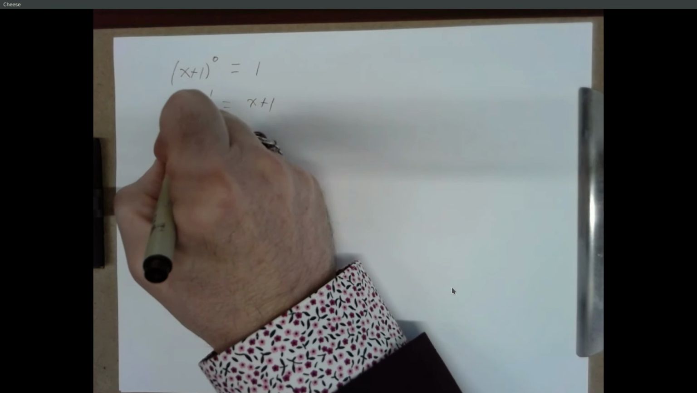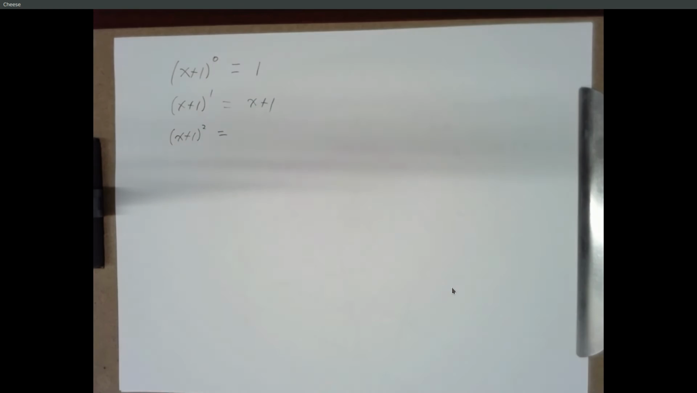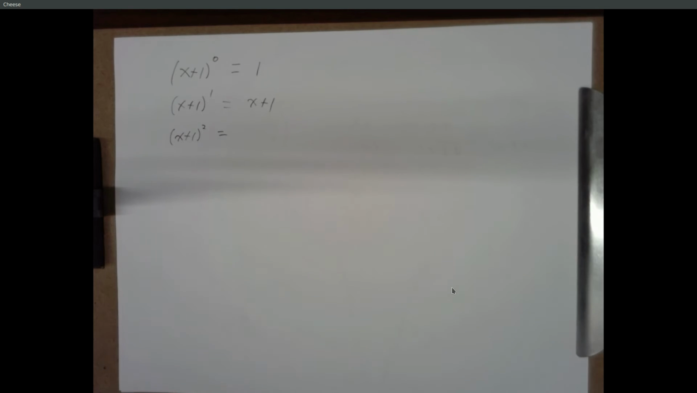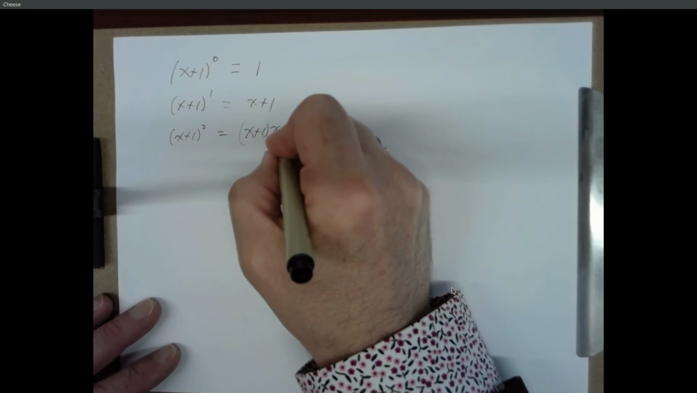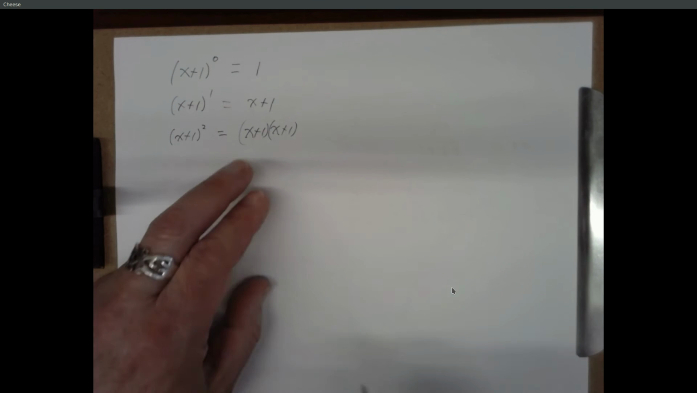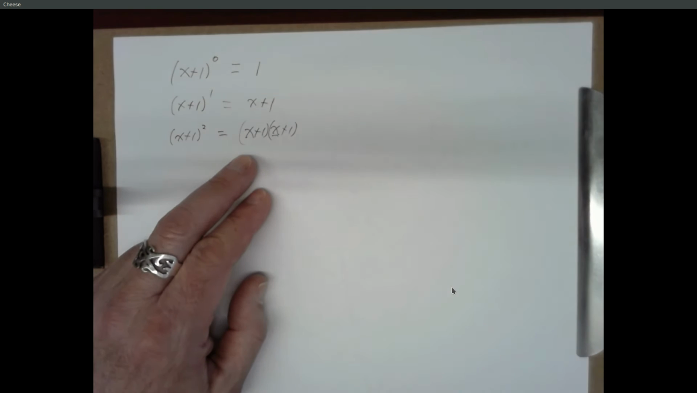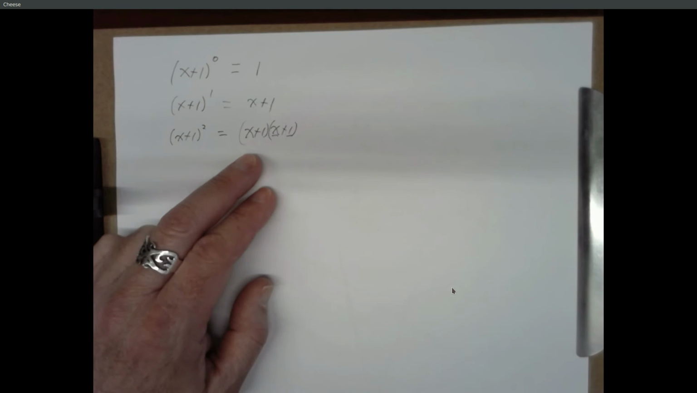Okay, what about x plus 1 squared? X squared plus 2x plus 1. How did you get that, besides remembering it? You can expand it, and then you're foiling. Yeah, you're foiling. So x plus 1 times x plus 1. So first we're going to take x plus 1 and multiply it by x. Then we're going to take x plus 1 and multiply by 1. And we're just going to add those together.